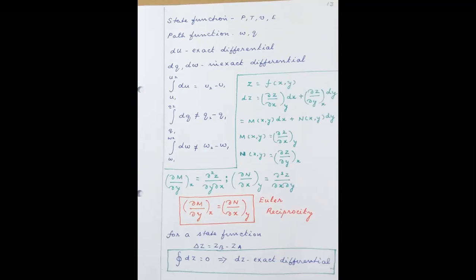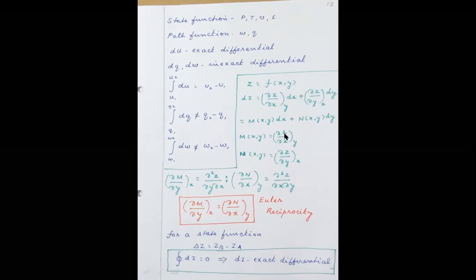For further clarification, in order to have a clear look at the exact differential and the inexact differential, you have to derive the Euler reciprocity. See, suppose Z is a function of x and y. You are partially differentiating Z with respect to x and with respect to y. You look at this equation, dz equals dou z by dou x, partially differentiated with respect to x at constant y, into dx, plus dou z by dou y at constant x into dy. Let me say this is M of xy and this is N of xy. So I can write M of xy into dx plus N of xy into dy.